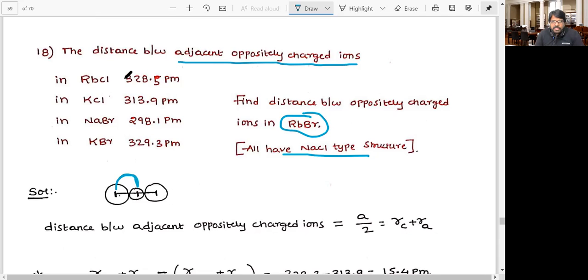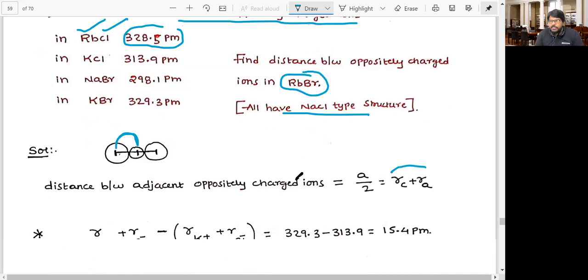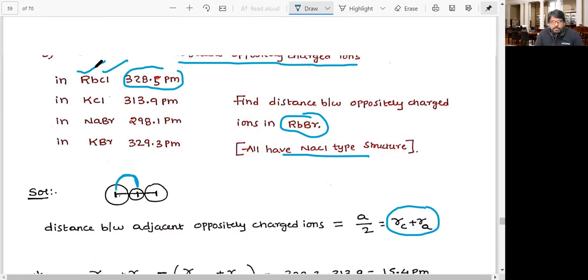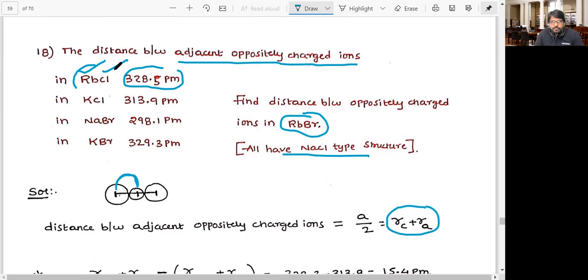So whatever the given value, that is the radius of cation plus the radius of anion. Very simple, solving equations. What do you want actually? Rubidium bromide. So you take rubidium. Clear? You also need bromide.